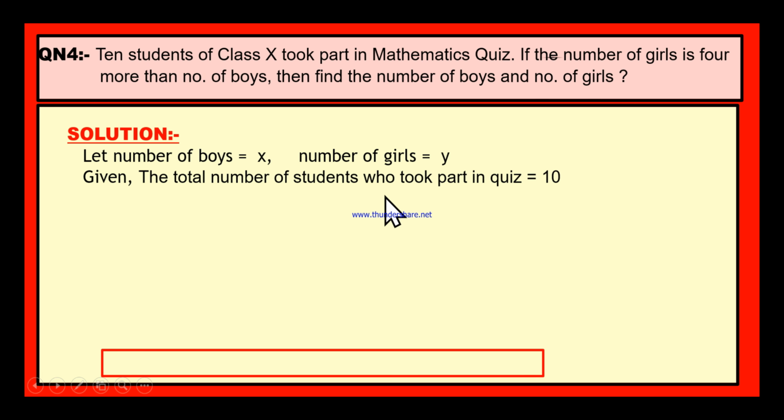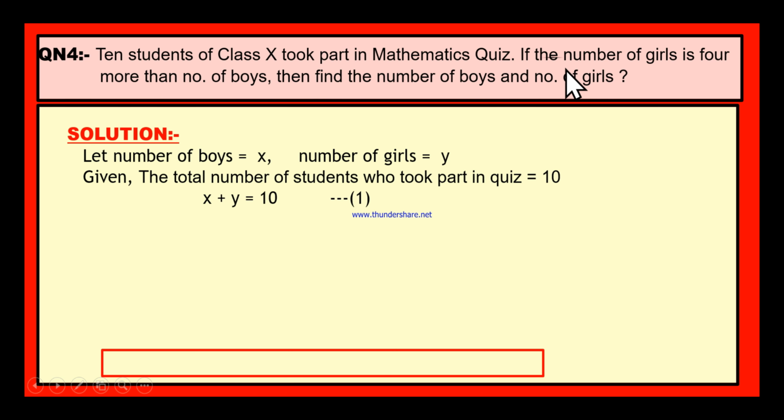Therefore, the total number of students who took part in the quiz is equal to 10. Total number of students means both boys and girls together, which means x plus y. x plus y is equal to 10, and this is equation 1. x plus y is equal to 10. Now let us frame the second equation.